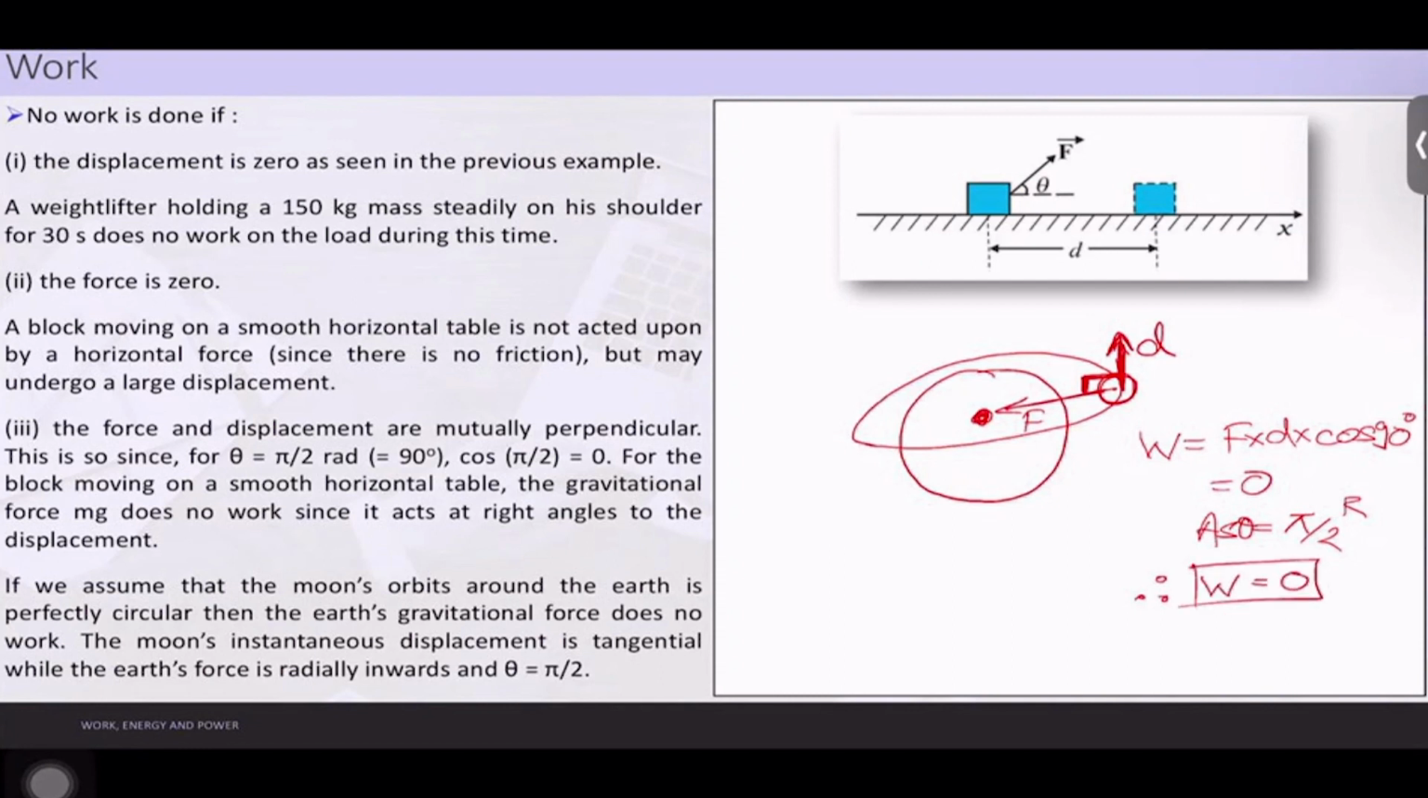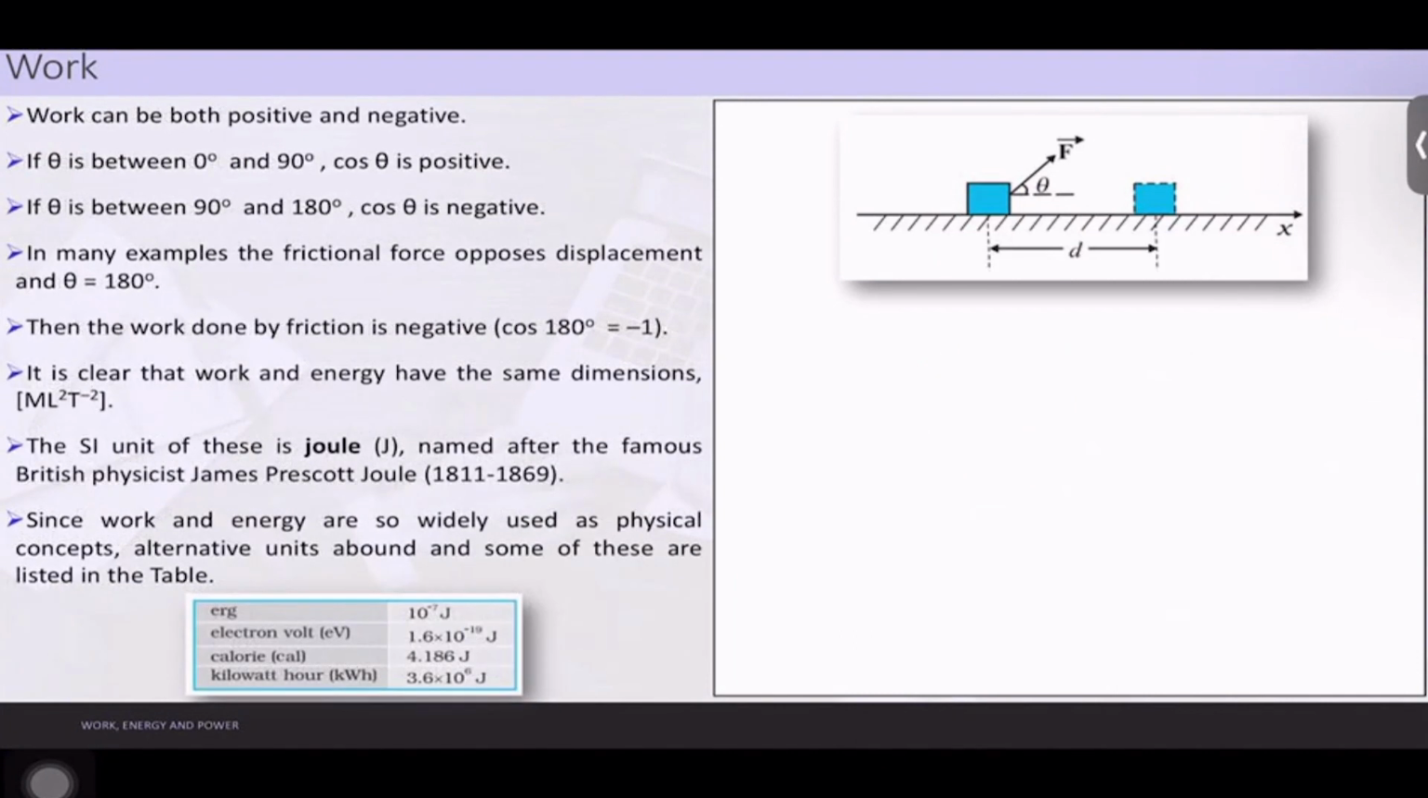Okay, fine. So we understood the three examples in which work done can be said to be 0. That being said, let me stop the discussion here. From this point onwards, we will understand in the next lecture.